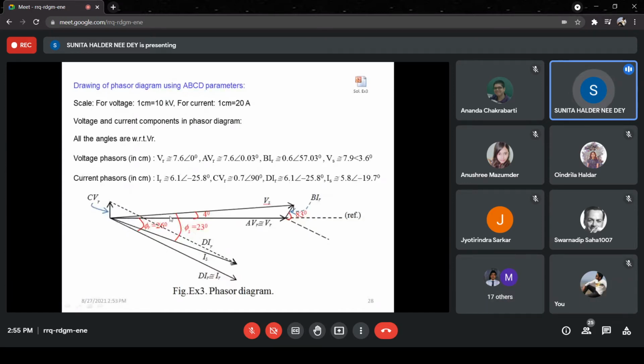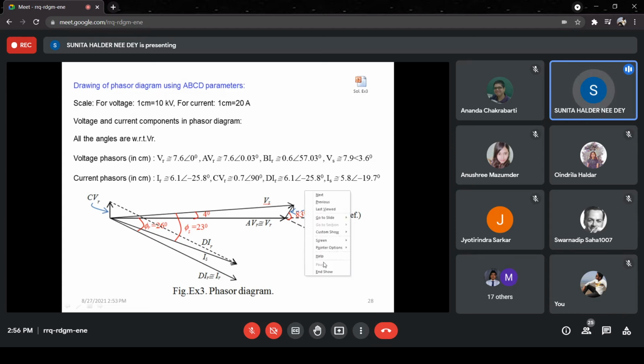Then you see, at first, say this is VR. VR is the reference phasor. But here there is no such difference between VR and AVR. We cannot draw a 0.03 degree angle using a protractor, so it is approximately equal to AVR. So I have written VR equal to AVR. Then AVR plus BIR is VS. So how much is BIR? 0.6 at an angle of 57.03 with the reference.